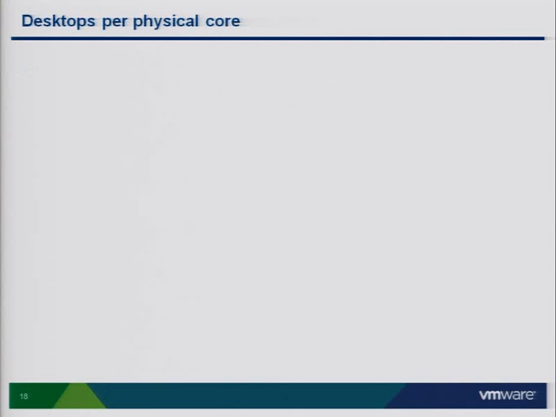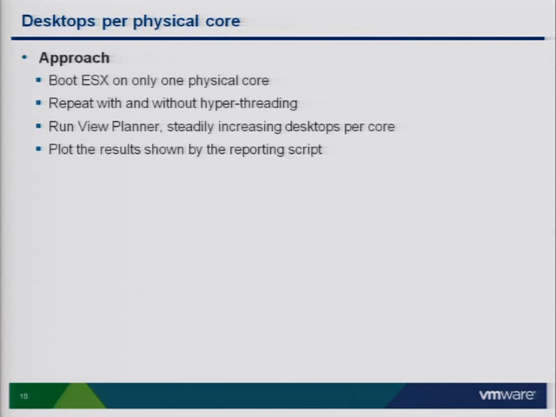So the goal of this use case study is to see how many desktops you can fit on a particular core. In order to do that, what we did was to boot ESX on a single physical core. Now, we did this on a processor which supports hyperthreading. So we played around with hyperthreading. We enabled it. We disabled it. We saw how much you can get in each mode. We steadily increased the number of desktops using ViewPlanner on that one physical core. And at each stage, we measured the results using the ViewPlanner reporting that Rishi talked about.